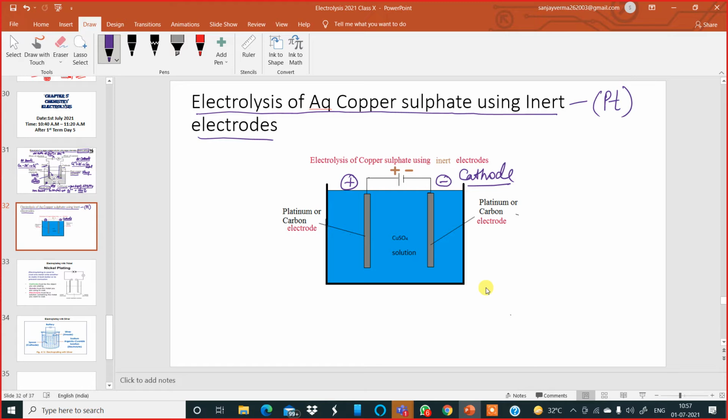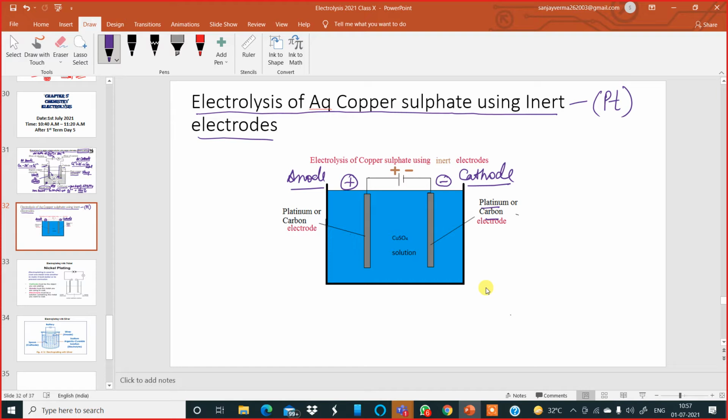At the cathode, what was happening? The cathode is the negative terminal connected to the battery, and at the anode, you can see the platinum anode. Now, in this electrolysis of aqueous copper sulfate using inert electrodes, the electrodes are made of platinum or carbon. You can use either platinum or carbon, both are inert.